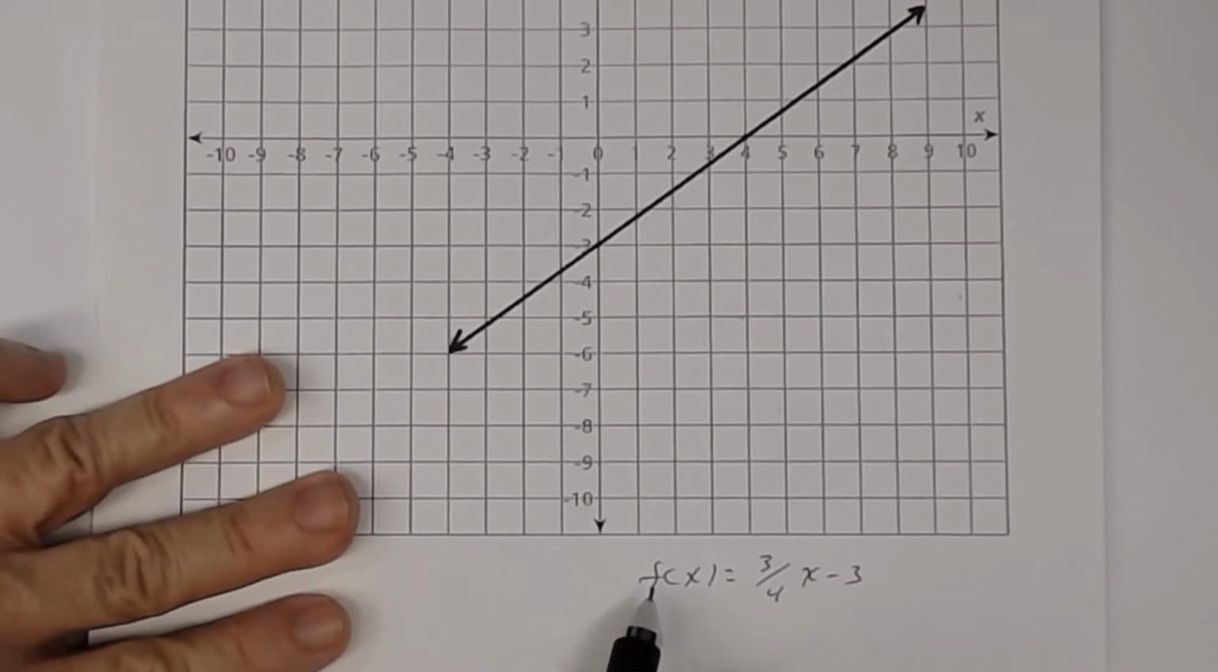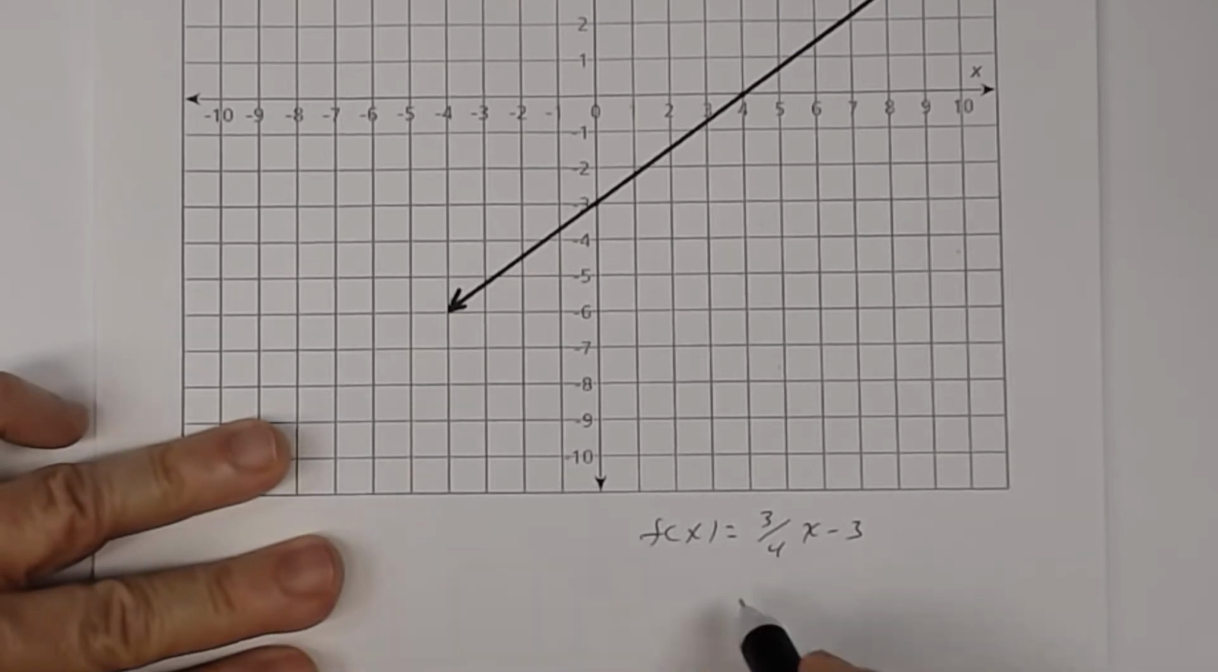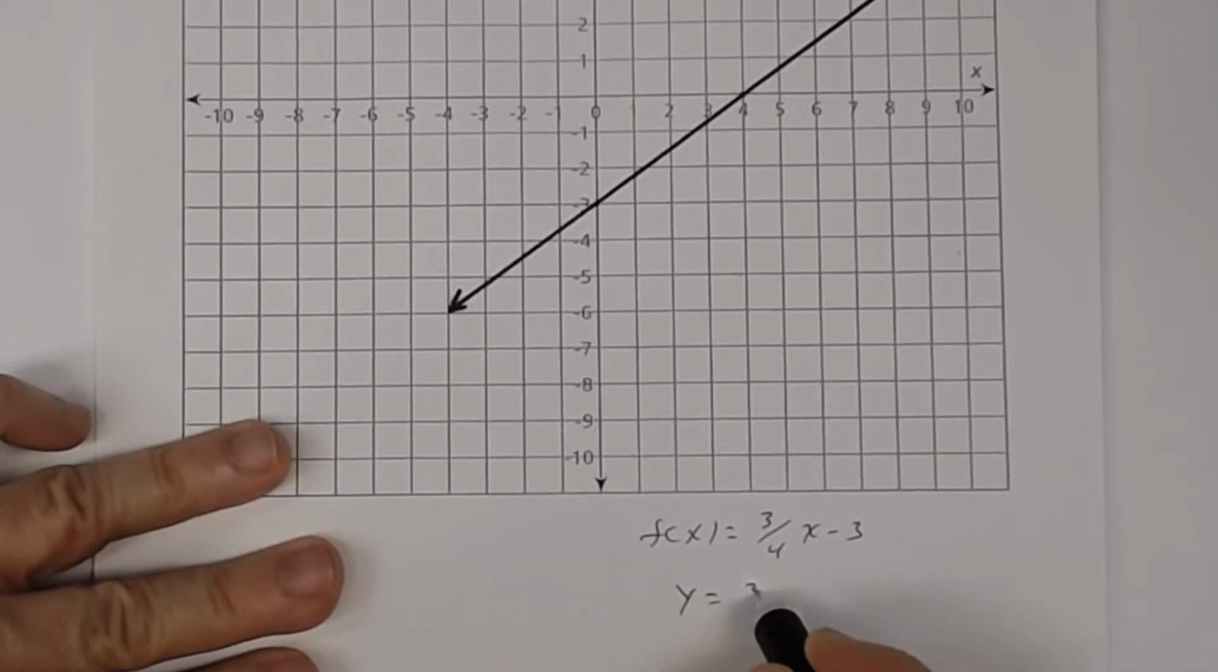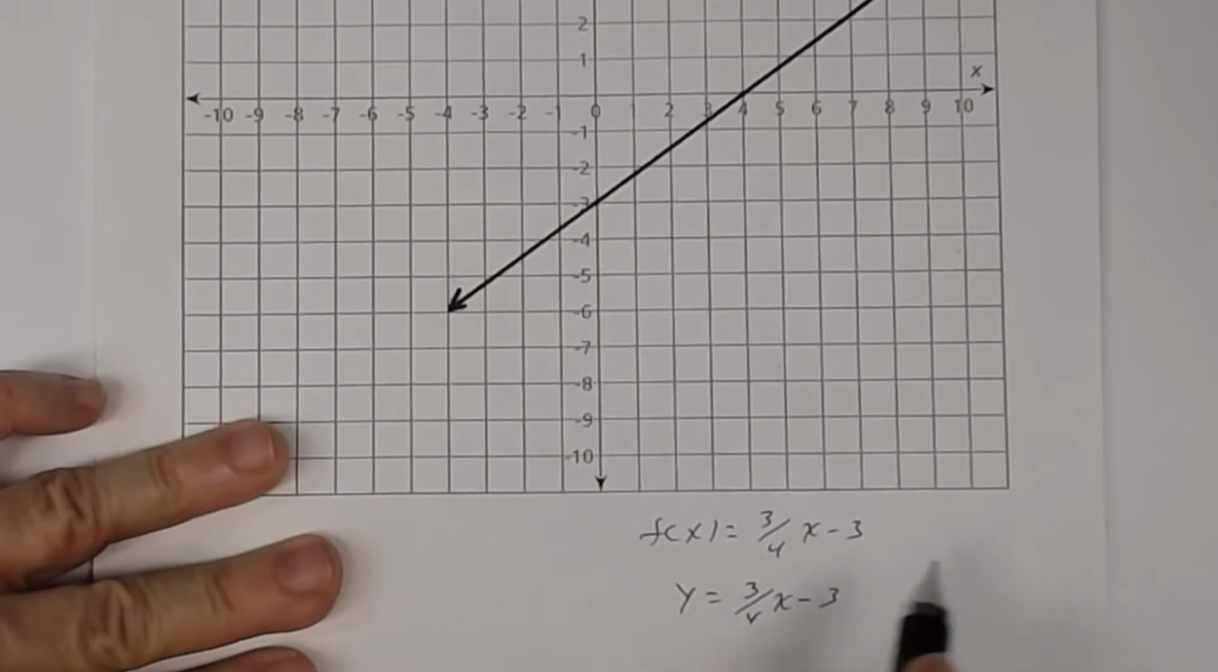Now remember, I wrote it in function notation, but you can always write it as y equals 3/4 x minus 3, because f of x means the same thing as y. All right, so remember function notation. Notice that that's a linear equation, and do you remember that this is in slope-intercept form?